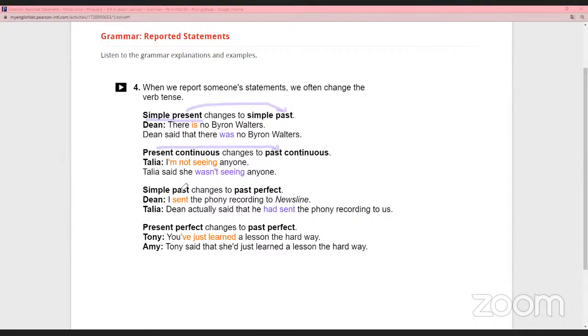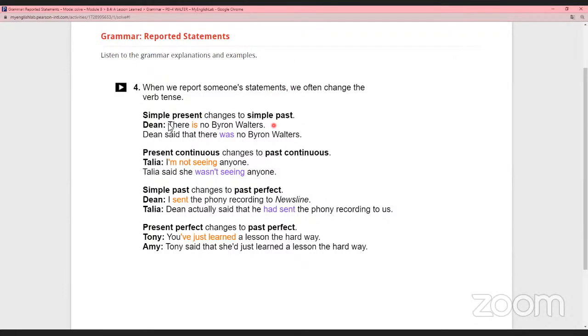But how about if it's in past? Simple past into the past perfect. Present perfect into the past perfect, right? We have 10 tenses. We have them with modals though, but I'm gonna send you a PDF of it because we're not going to have enough time to see all the 10 tenses. As you know, we have a lot of them. And so let's start with the simple present.